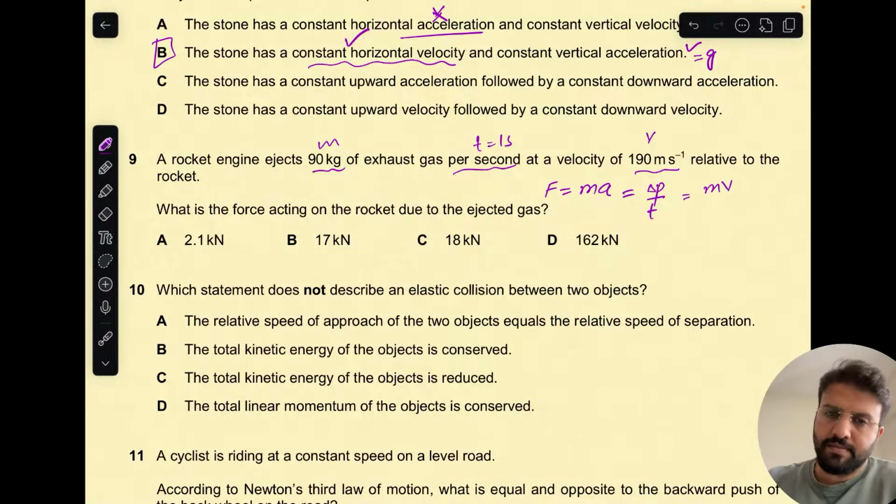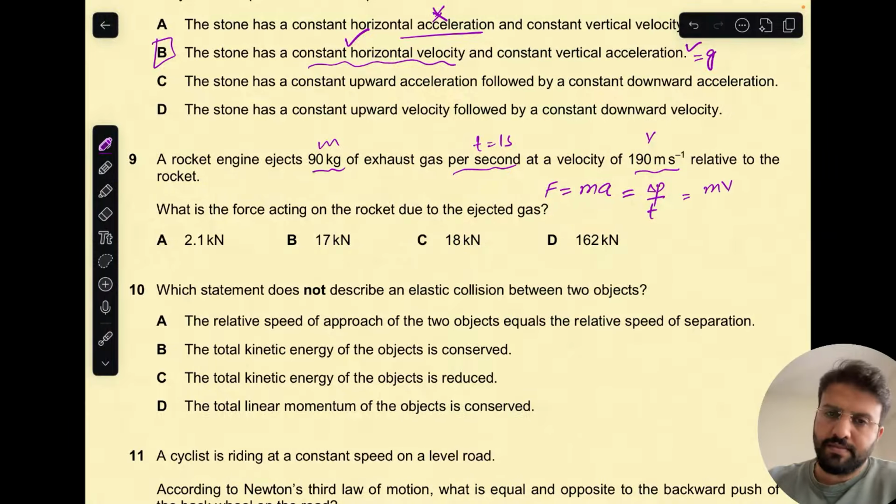In question 10, which statement does not describe an elastic collision between two objects? The relative speed of approach of the two objects equals the relative speed of separation, that is describing an elastic collision. The total kinetic energy of the objects is conserved, yes, in elastic it is conserved. The total kinetic energy of the objects is reduced, no, it will not be reduced. So this is not describing the elastic collision.